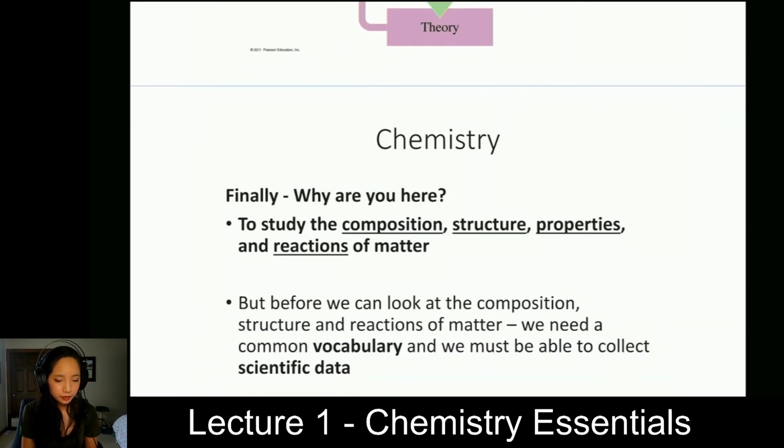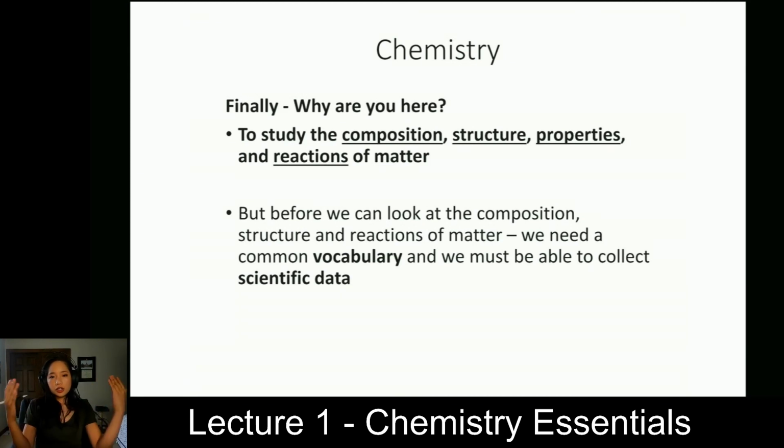All right. So the last slide here, just a summary of chemistry, why you're here, why you're studying chemistry. This year we will study the composition, structure, properties, and reactions of matter. That is essentially what chemistry is. We're studying these four things in relation to explain the matter that surrounds us in this world. So in this semester, we will use chemistry language to describe these things. In the next slides, we'll talk about different chemistry vocabulary and how we can collect scientific data to explain the world around us.